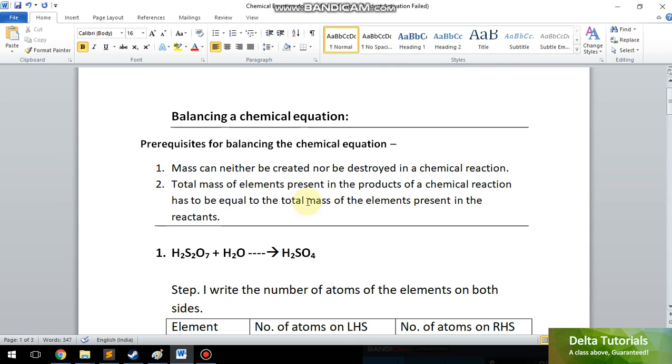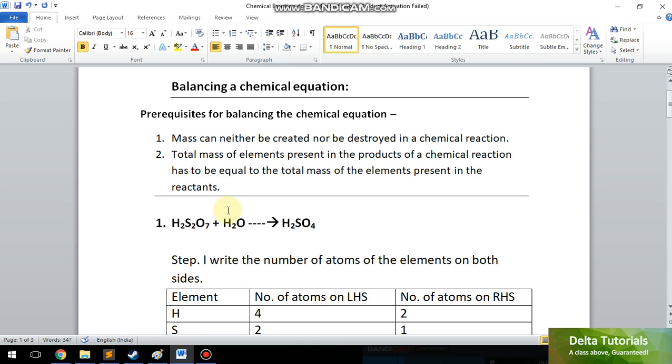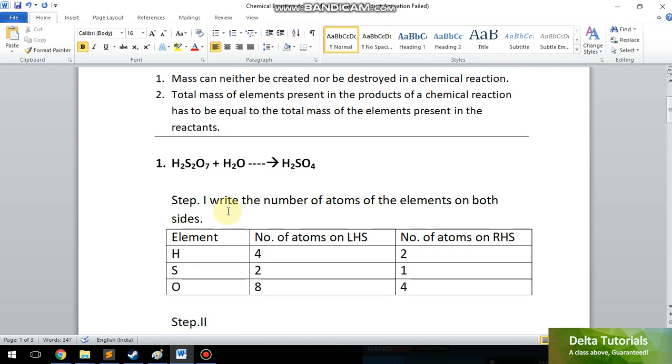Means if on the left hand side, that is on the reactant side, the number of hydrogen atoms is 4, then on the product side the same number of hydrogen atoms should be present. Then we can say that the chemical equation is balanced. In the same manner we have to make sure that the number of atoms of every element on the left hand side, that is on the reactant side, is equal to the number of atoms on the right hand side, that is the product side. Purposely I am mentioning left hand side and right hand side for understanding purpose.